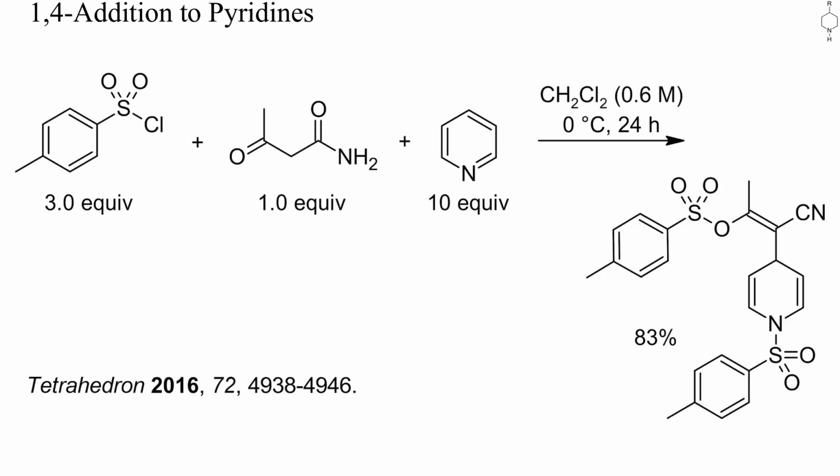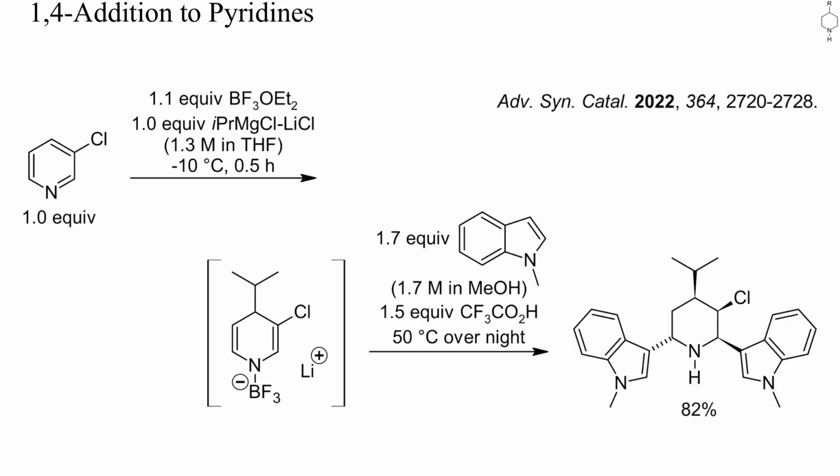In this beautiful example, a substituted 1,4 dihydropyridine was prepared in high yield from inexpensive starting materials. Tosyl chloride activated pyridine, dehydrated acetoacetamide to a nitrile, and converted a ketone into a vinyl sulfonate. The product offers many possibilities for further synthetic transformations. Here, isopropyl magnesium chloride added cleanly to the 4 position of 3-chloropyridine. The resulting bis-enamine then reacted as electrophile twice and with high diastereoselectivity with 1-methyl-indole.